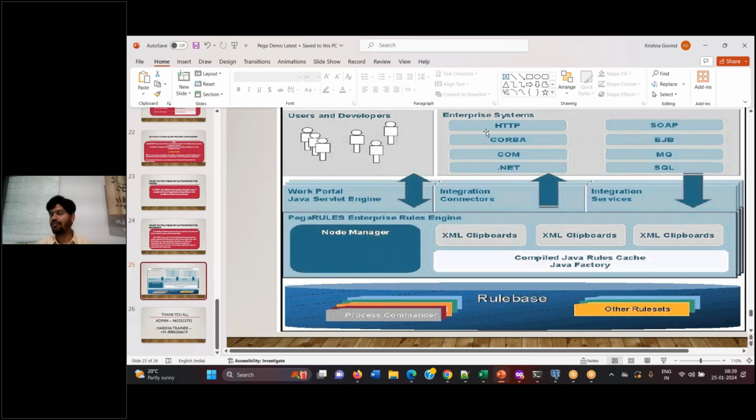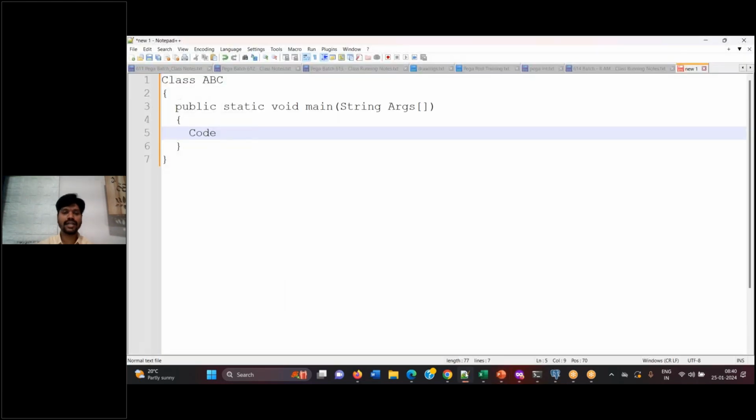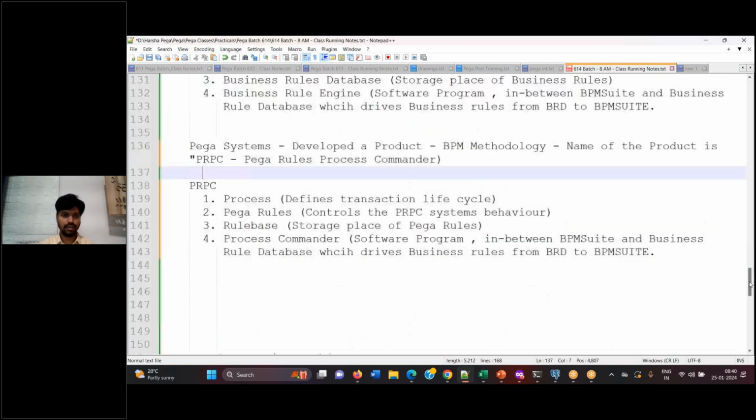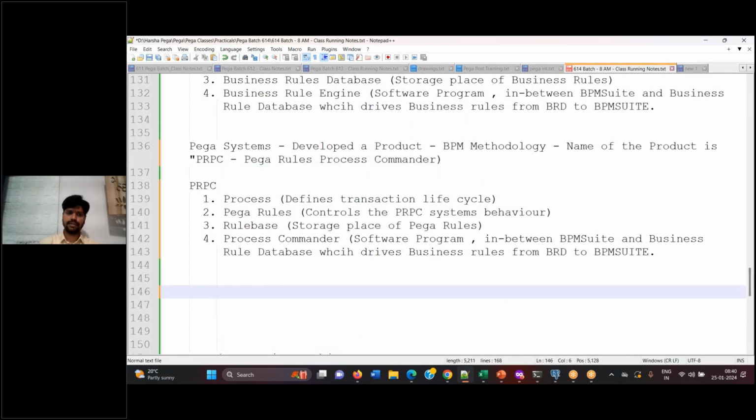Understand? Clear? For anything, not only business logic, UI, business logic, database, everything is user interface based navigation. Internally, it may generate a program automatically. So what is the architecture of PEGA? You already know that in the architecture of PEGA you have 4 components. No, in the architecture of PEGA, I'll write down one more point here.